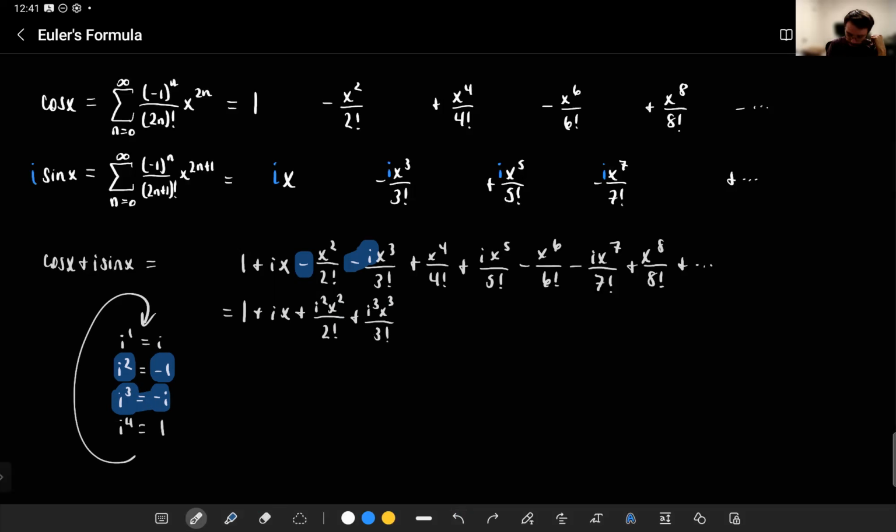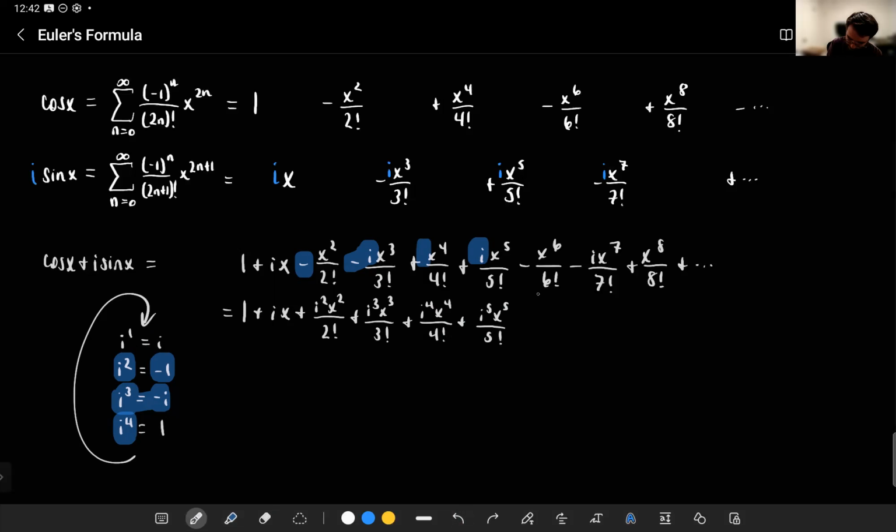That's looking interesting. There are a lot of 3's floating around there. And then I could say, ooh, this is like a 1 times x to the 4th, but 1 is i to the 4th. So this is plus i to the 4th x to the 4th over 4 factorial. And then the pattern repeats, in the sense that i is just i, but it's also i to the 5th, because every 4 cycle you get back to where you started. So this is now i to the 5th x to the 5th over 5 factorial.